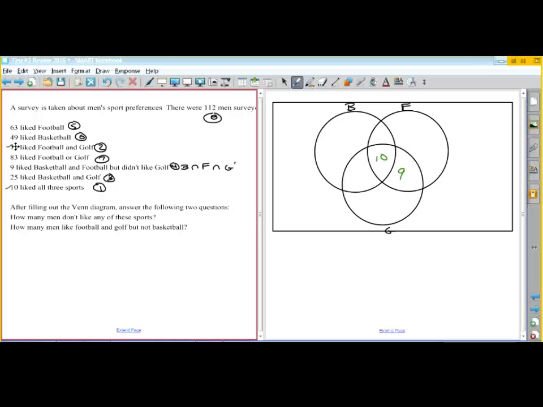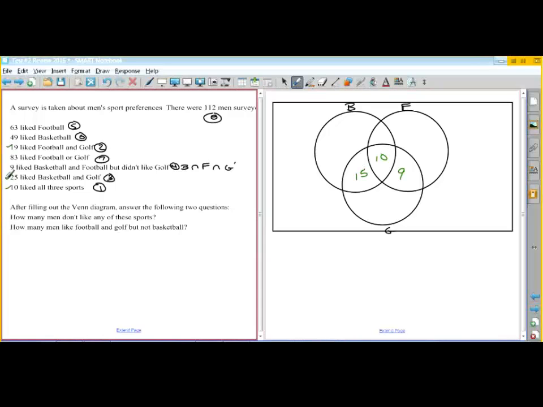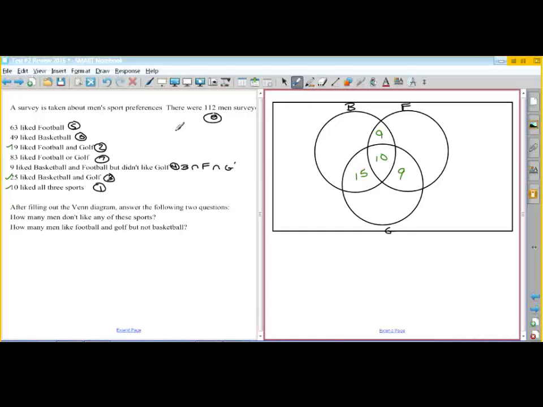Okay, the third one: 25 like basketball and golf. So here's basketball, here's golf, this is the intersection. I already have 10, and it says 25. So what plus 10 equals 25? 15. Okay, so I got that taken care of. So that was 3. Number 4 was 9 like basketball and football, but didn't like golf. So this football here, from a Venn diagram standpoint, is basketball and football. But by saying didn't like golf, you get rid of that, which means that 9 fit right in there.